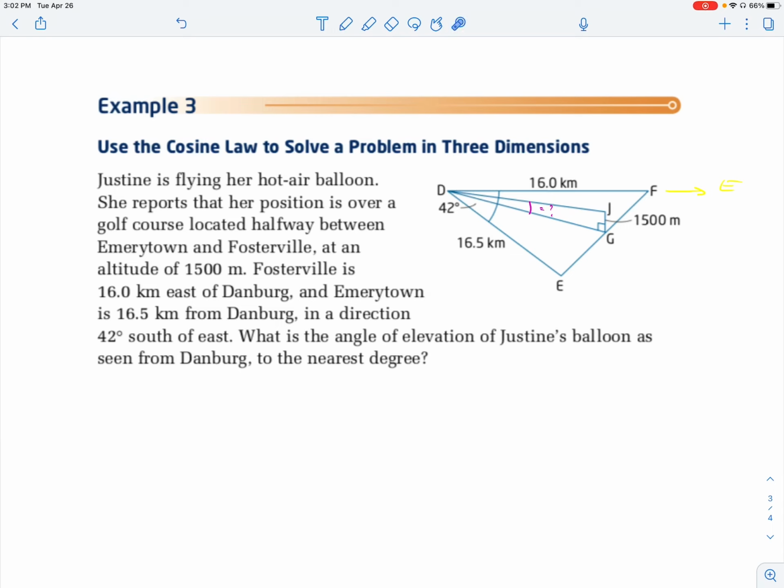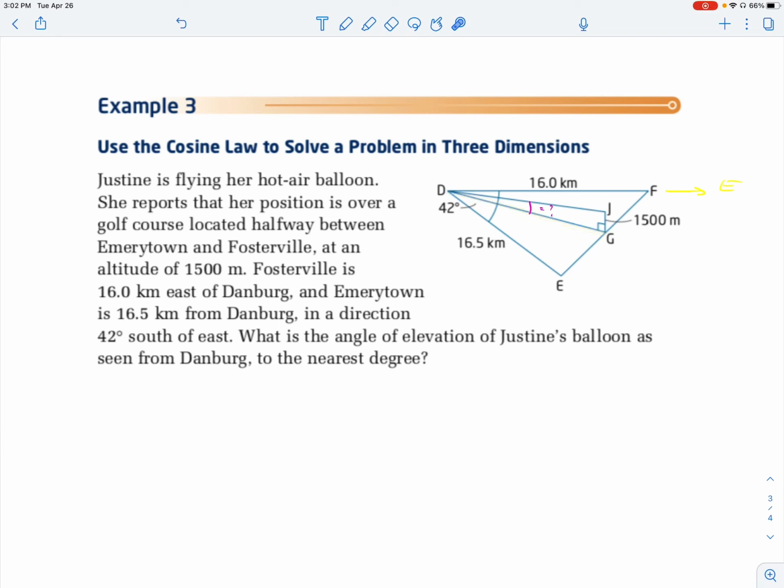Okay, I have a nice right angle triangle, DGJ. The height of this is 1,500. So I need one more measurement to find the angle. It's going to be too hard to get the hypotenuse. There's nothing to help with that. But maybe I can find D to G along the ground.